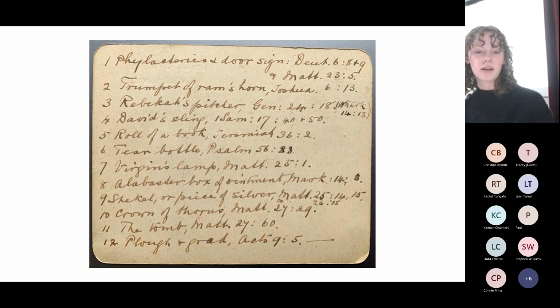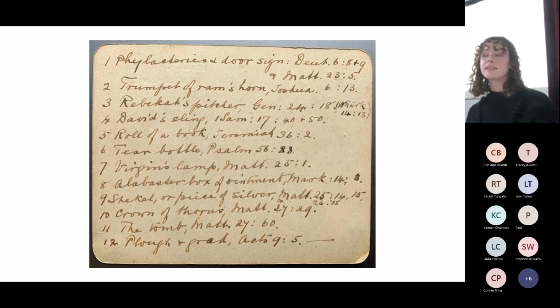I think we also were able to find a few verses in the New Testament that coincided with that as well. But as you can see, some of these, like with the door sign, it's connected to Deuteronomy 6:8-9 and Matthew 23:5. So what we think is that this list was created by David Barron, and he is associating 12 of the objects with different biblical verses.